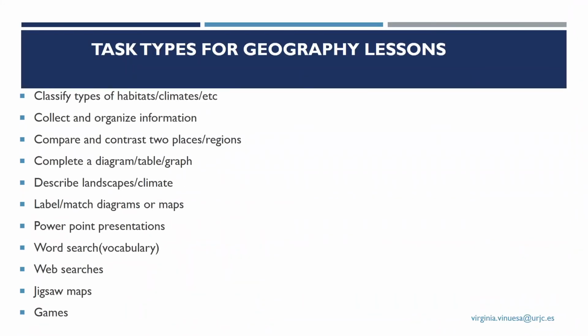Different types of activities or tasks you can do in this geography lesson. Very simple one: classify different types of habitats or climates. We haven't seen animals, but we have seen vegetation. Compare and contrast places or regions. Of course, you will have to think about the language they need in order to compare and contrast: they are both, unlike this one, etc. They can describe landscapes, they can label. As you can see, comparing and contrasting, and the language they need for it, is much more difficult than labelling or matching diagrams or maps. Web search, different games, jigsaw maps, lots and lots of activities, and I suppose you know many others.